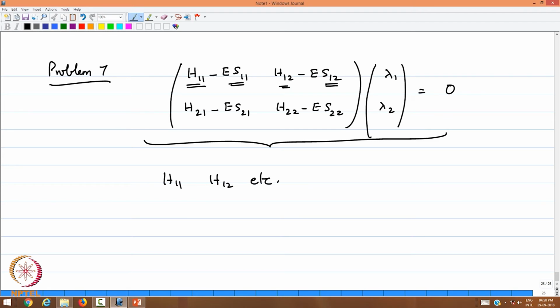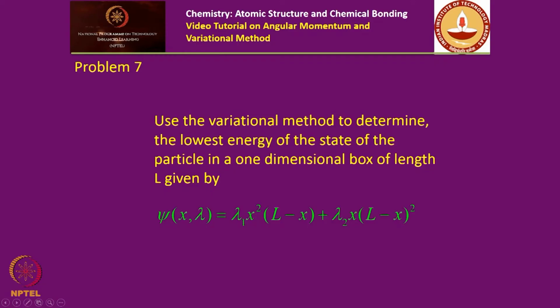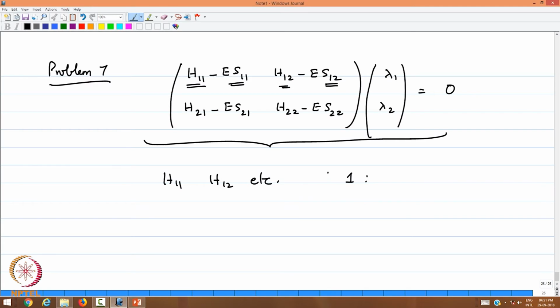what is 1 and what is 2? 1 is given by this function, namely, go back and look at the function. This is the first function, x square into L minus x, that is 1 1. The function psi 1 is x square into L minus x. The function psi 2 is x into L minus x whole square.